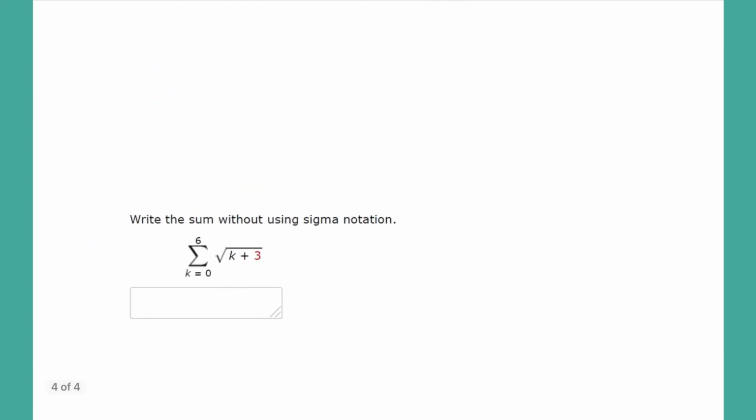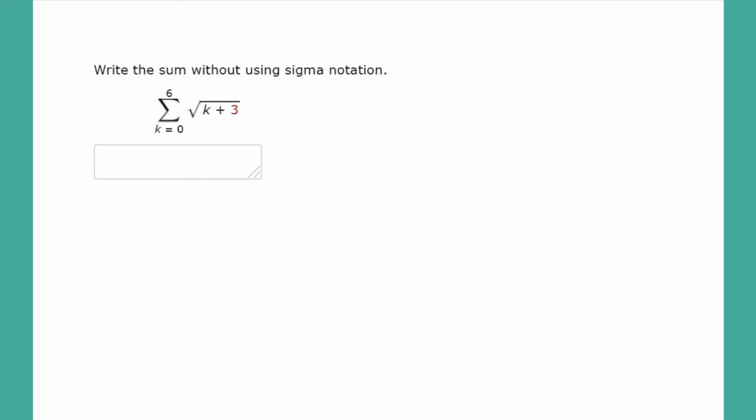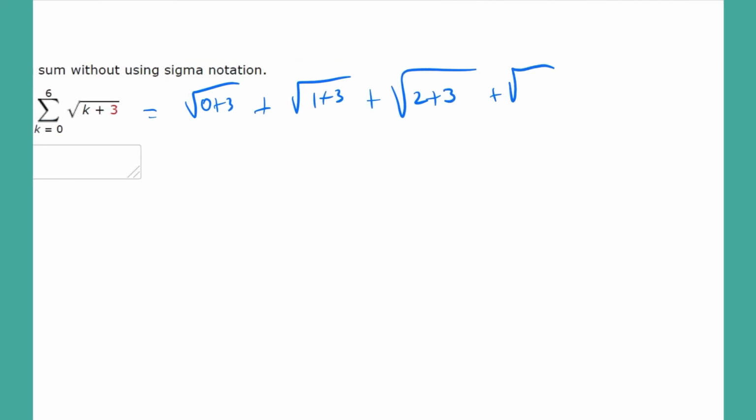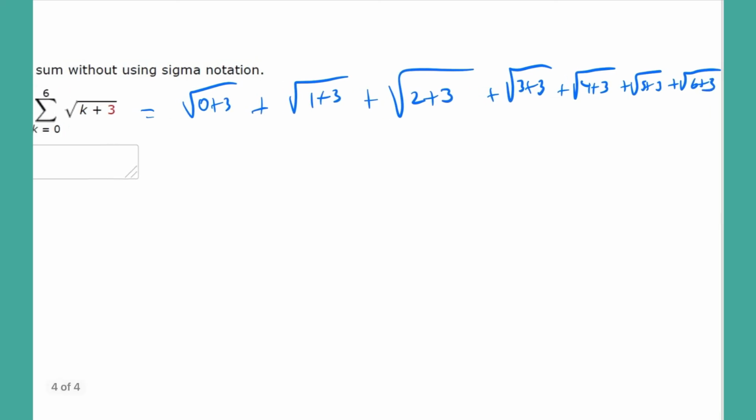Nope, there's one more. So here's the last problem. They want us to write the sum without using sigma notation. So we just plug in the values. The first one will be square root of 0 plus 3. The next one will be 1 plus 3, 2 plus 3, 3 plus 3, 4 plus 3, 5 plus 3, and finally 6 plus 3. That's where it ends, because the top number tells us where to stop.